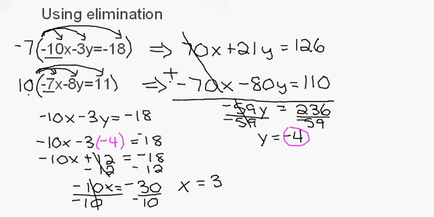Now, we have to put it into x comma y. Now, since we have x and y, the point will be 3 comma negative 4. Then we're done.